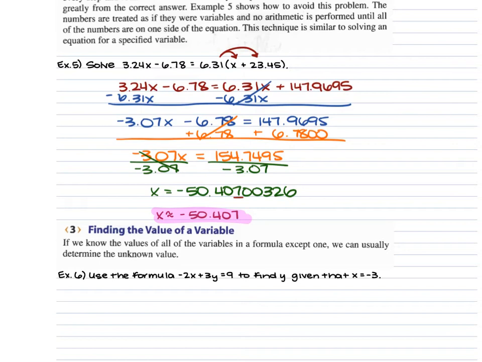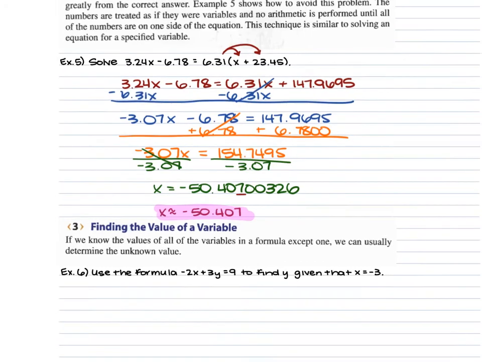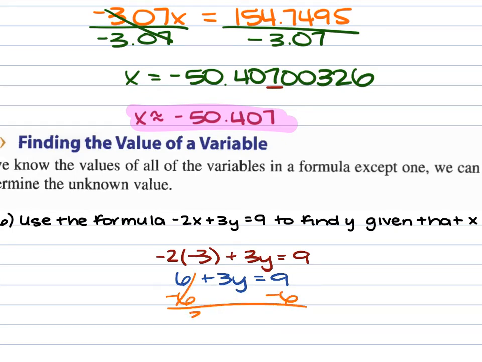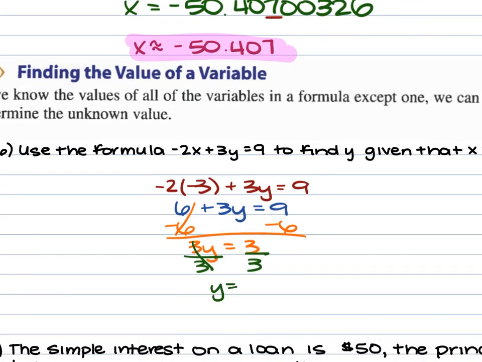For example 6, it says to use the formula negative 2x plus 3y is equal to 9 to find the value of y given that x is negative 3. So first I'm going to substitute in that negative 3 for x. So I have the negative 2 times the negative 3, which gives me 6 plus 3y is equal to 9. I'm going to move that 6 over by subtracting it from each side, so that's 3y is equal to 3. And then I divide by 3, and I get that y is 1.